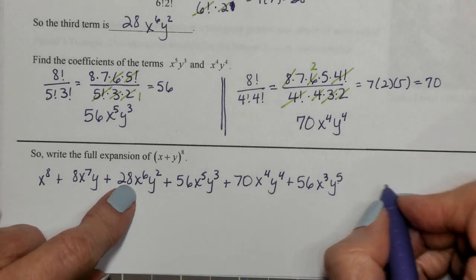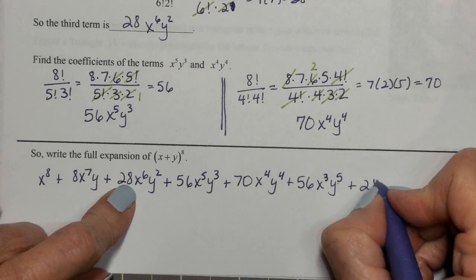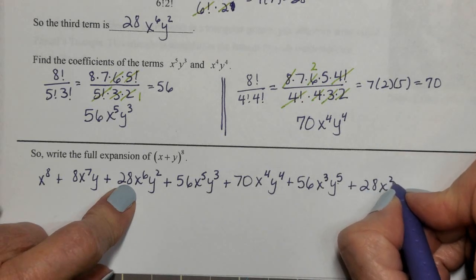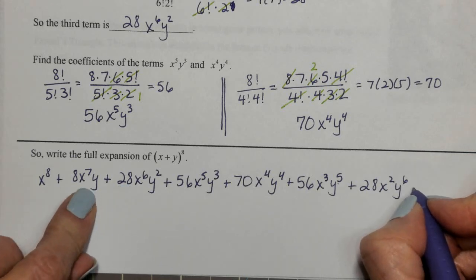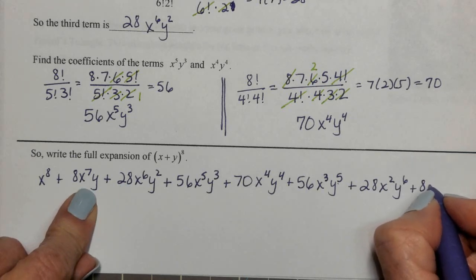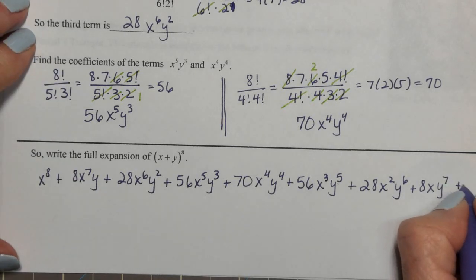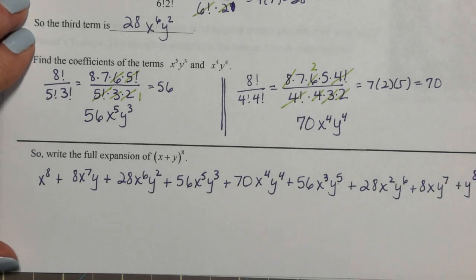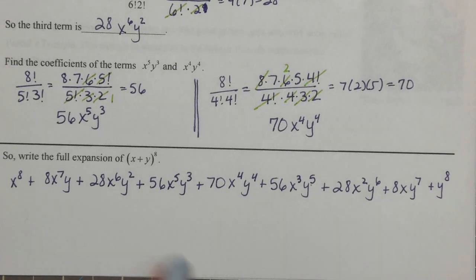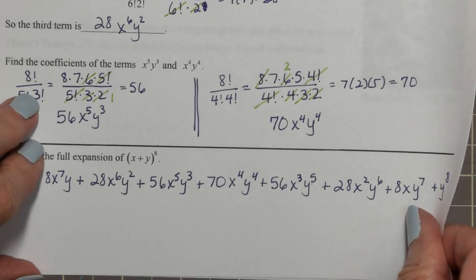The next coefficient will be the 28 x to the 2nd y to the 6th, and then 8 x to the 1st y to the 7, and lastly y to the 8. So we expanded this very large binomial in a much faster way than it would have taken had we multiplied and then combined all those like terms. There would have been a lot of them. Okay.